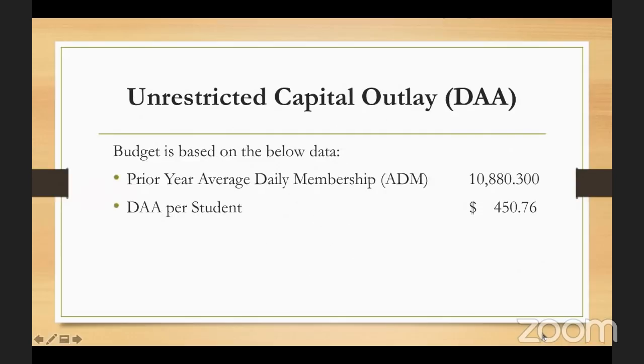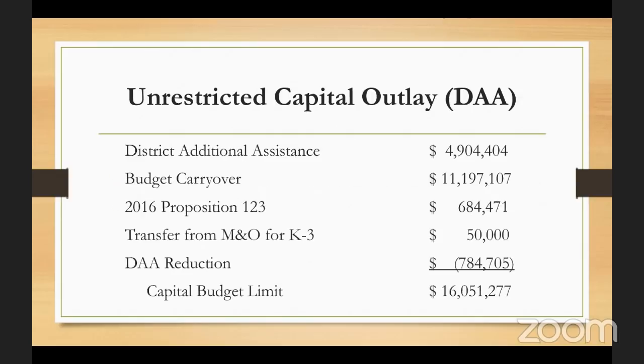Our unrestricted capital outlay, or our DAA fund, it's also a state formula. It's based on prior year ADM and $450.76 per student. So this is different than maintenance and operations, our large budget, which was based on current year ADM. Capital is based on prior year ADM. Next slide, please.